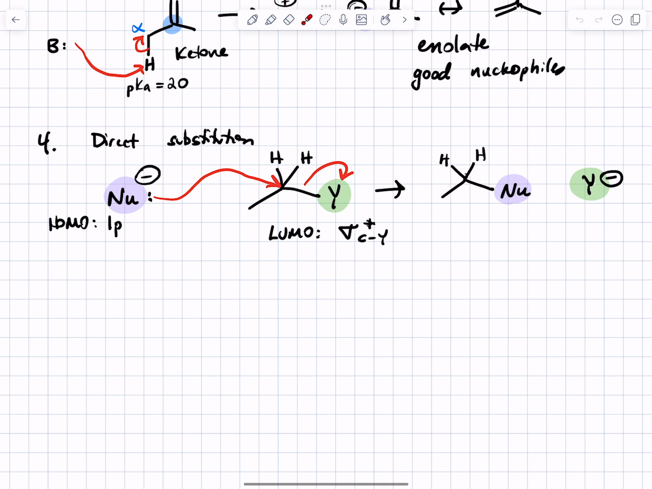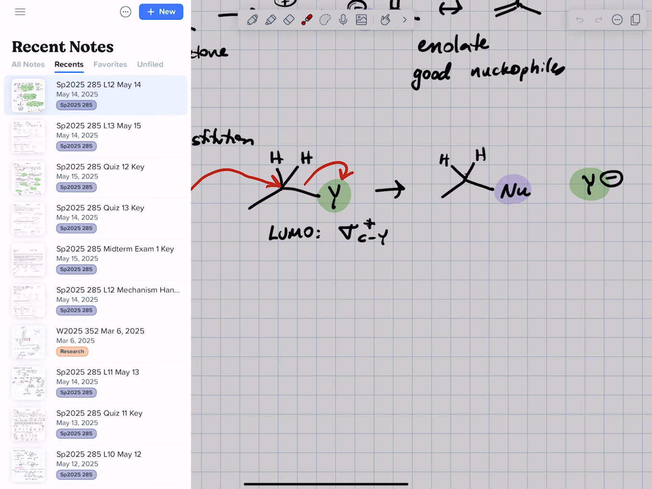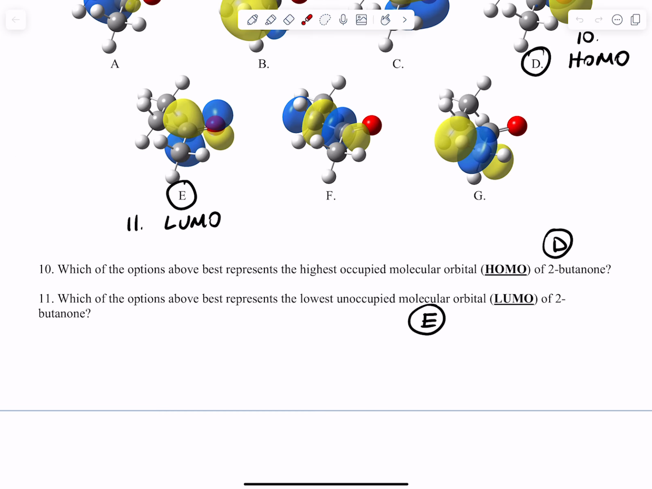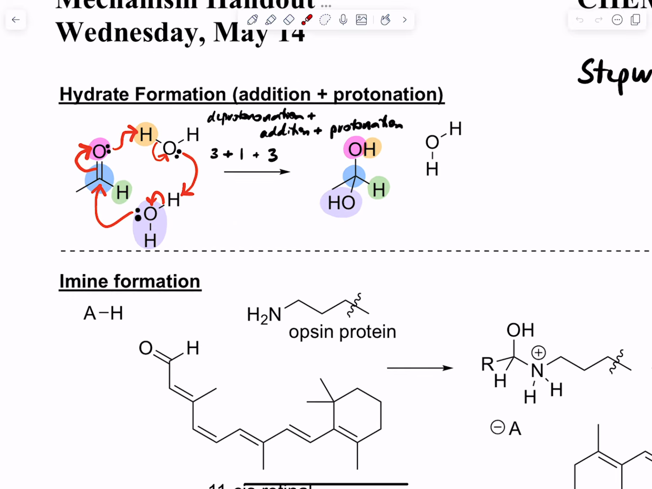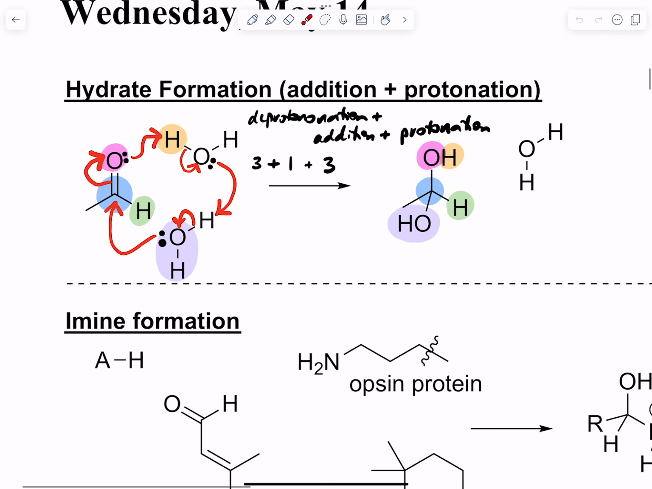All right, so that's your toolbox. We went through a couple of examples last time. The first one, nope, that's the exam key. Wait a minute, there we go. The first one was hydrate formation, where you have an aldehyde and you end up adding hydroxide to the carbonyl carbon and you add a hydrogen to the carbonyl oxygen.